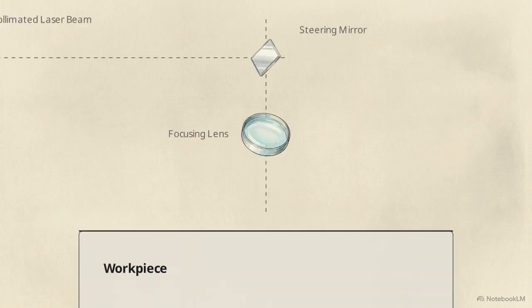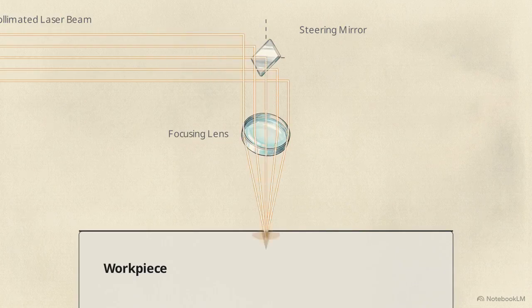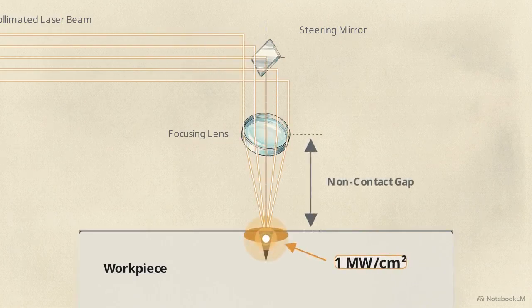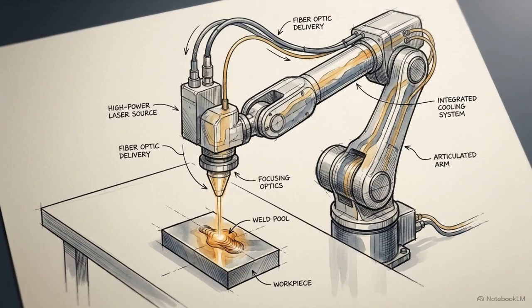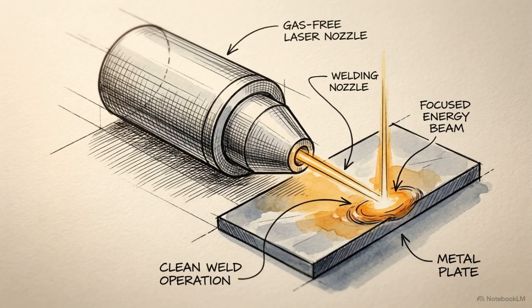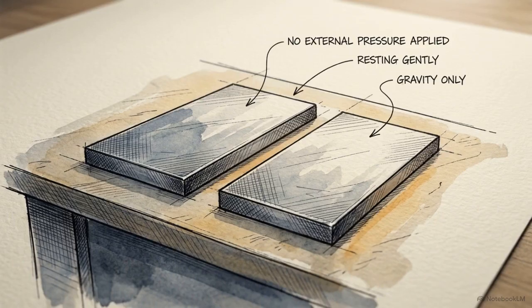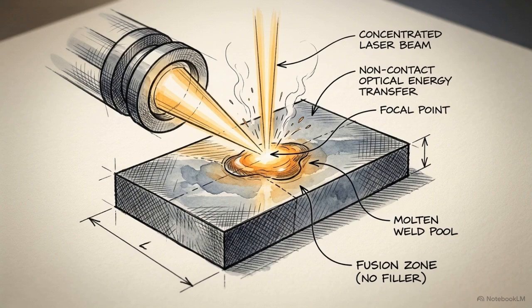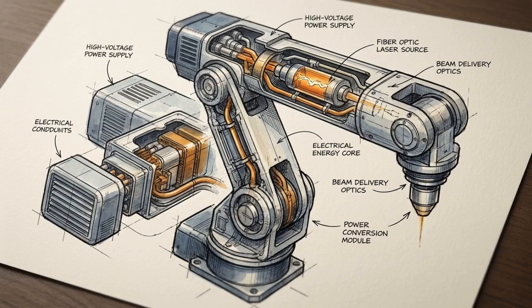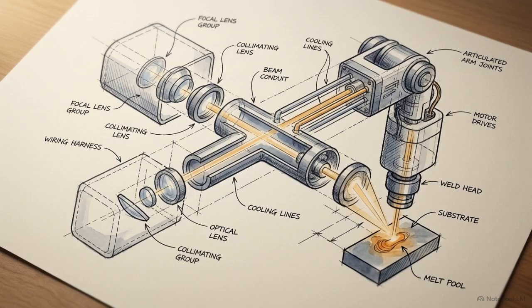This is a non-contact fusion process. By focusing light, it achieves extreme power densities on the order of 1 megawatt per square centimeter. It accomplishes this fusion while breaking several conventional rules. It operates without shielding gas, without the application of external pressure, and entirely without physical electrodes. To understand how electrical energy is transformed into this highly disciplined thermal tool, we need to strip the machine down and build a laser welder schematic from first principles.